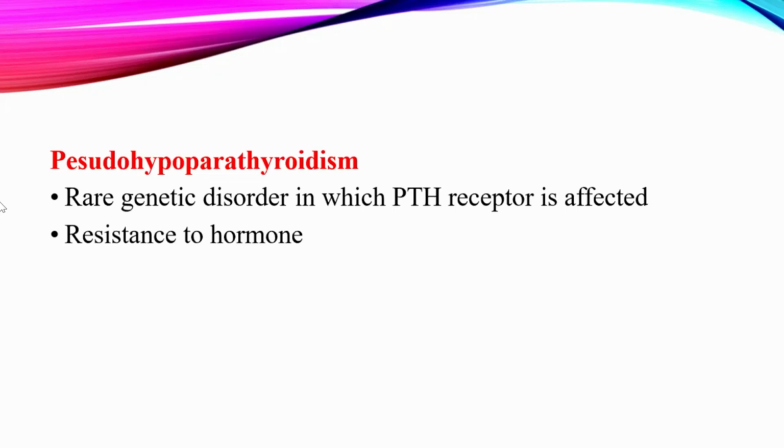The cause of pseudohypoparathyroidism is a rare genetic disorder in which the parathyroid hormone receptors are affected. Due to the lack of these receptors, the target tissues have a resistance to the hormone, so it cannot show its functions on the target tissues, which leads to hypoparathyroidism.